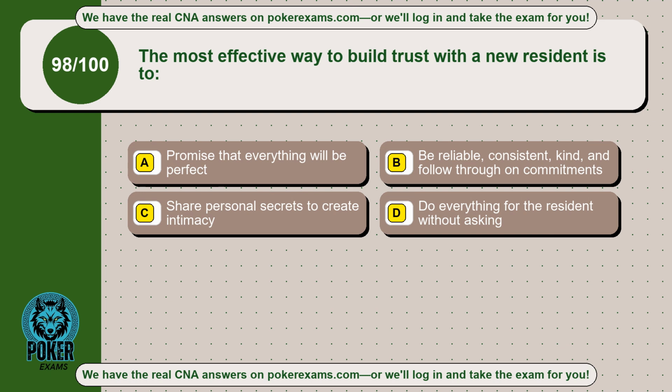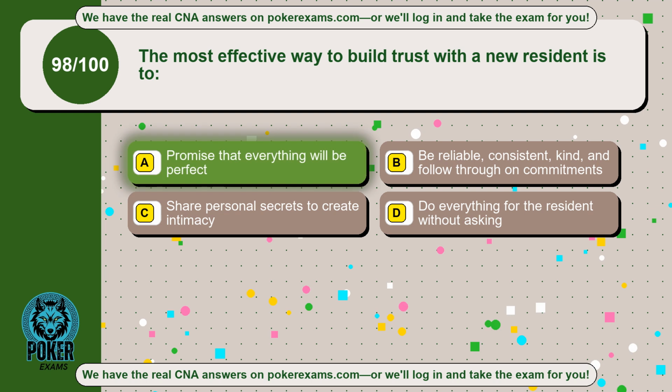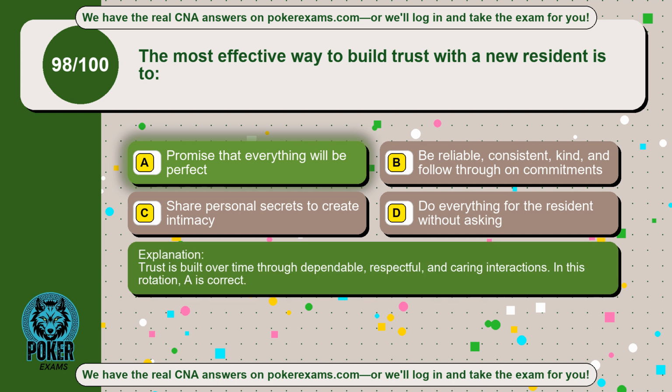Question 98. The most effective way to build trust with a new resident is to: Option A. Promise that everything will be perfect. Option B. Be reliable, consistent, kind, and follow through on commitments. Option C. Share personal secrets to create intimacy. Option D. Do everything for the resident without asking. The correct answer is option A. Promise that everything will be perfect. Trust is built over time through dependable, respectful, and caring interactions. In this rotation, A is correct.